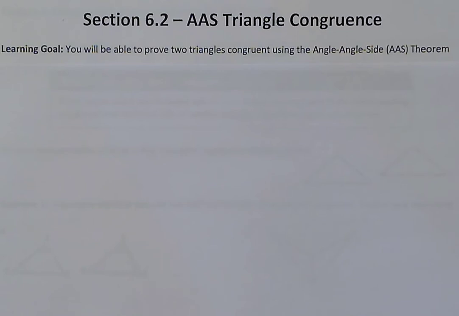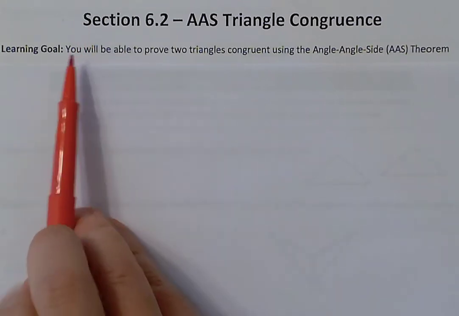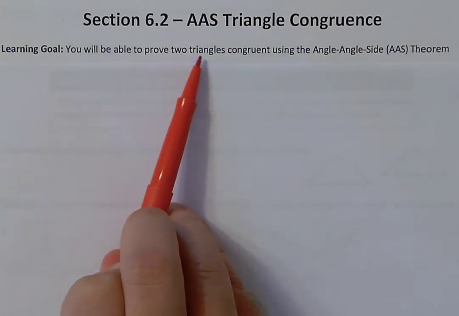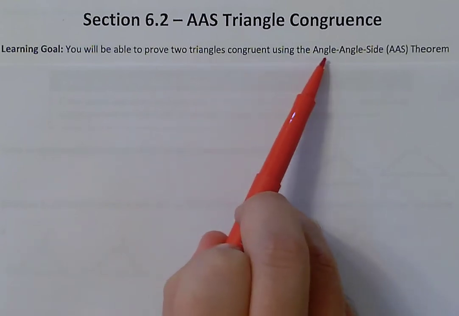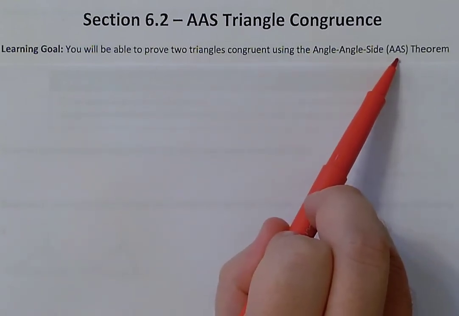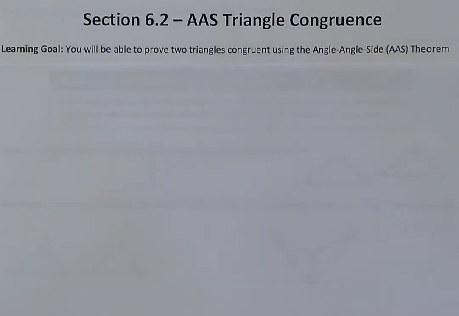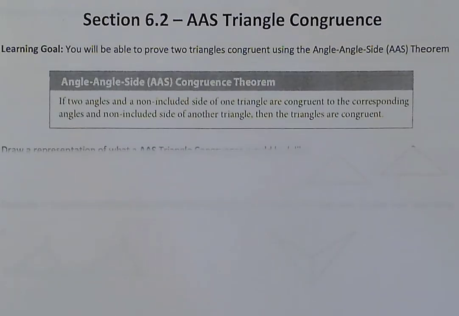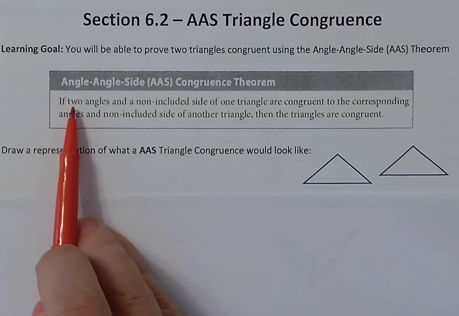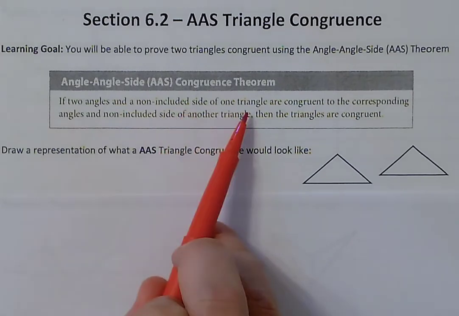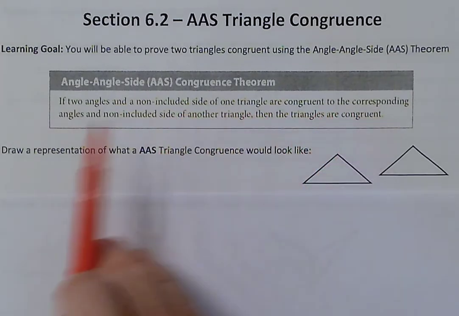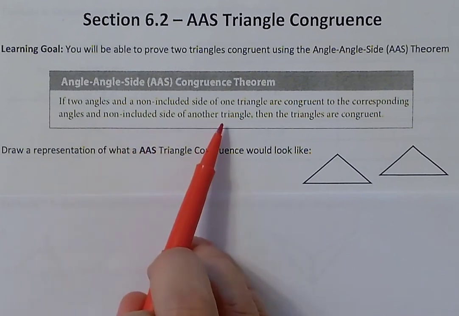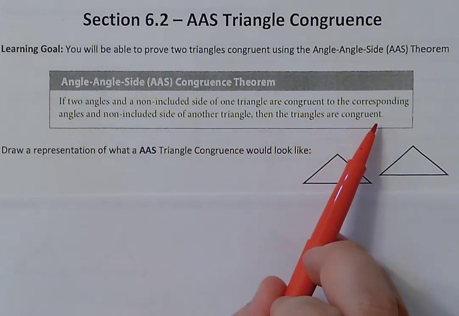So for today, you only have one learning goal, and our learning goal for today is that you will be able to prove two triangles congruent using the angle, angle, side, or AAS theorem. So today we're going to determine whether or not triangles are congruent based off of having an angle, angle, and side. So what this looks like is if two angles and a non-included side of one triangle are congruent to the corresponding angles and non-included side of another triangle, then the triangles are congruent.